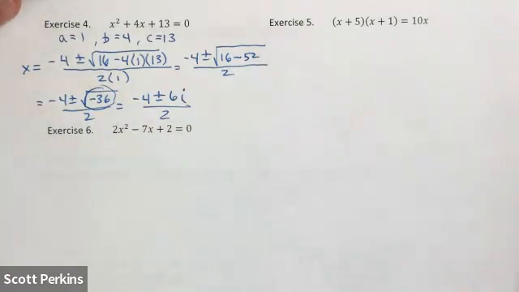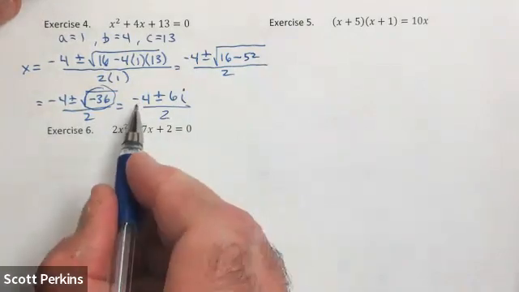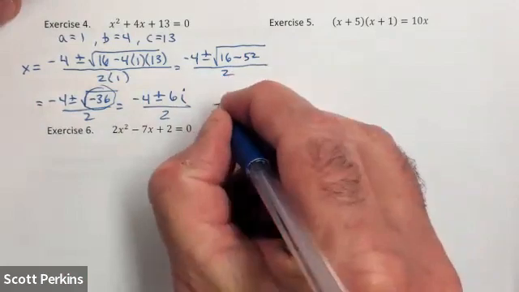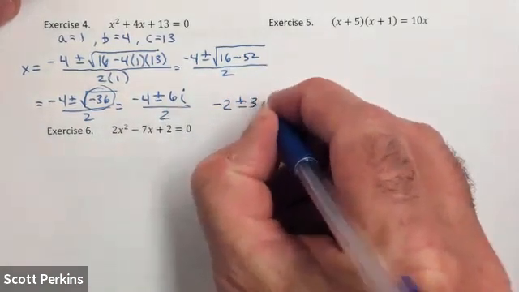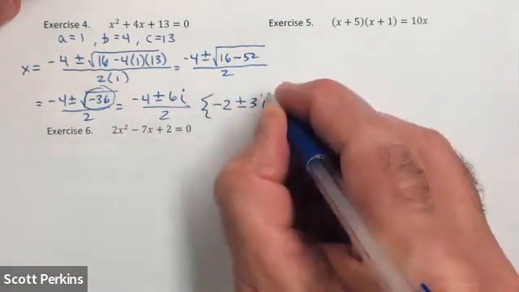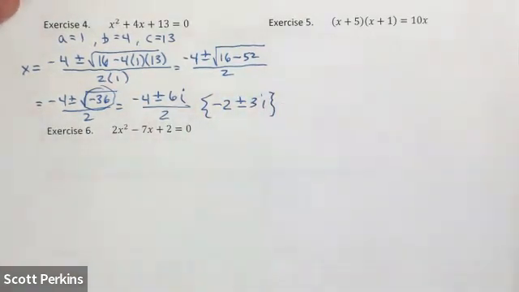And now when I separate that and reduce my fractions, I've got -4 over 2, that's -2. And then 6 over 2 is 3i. So there's my two complex answers to that quadratic equation.